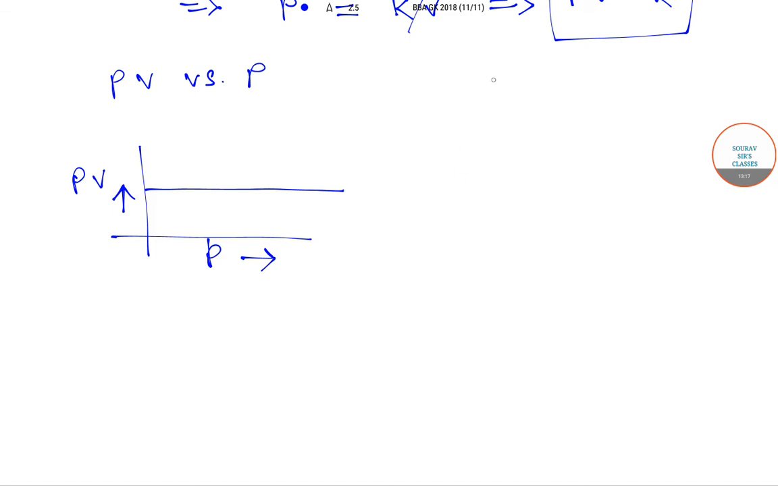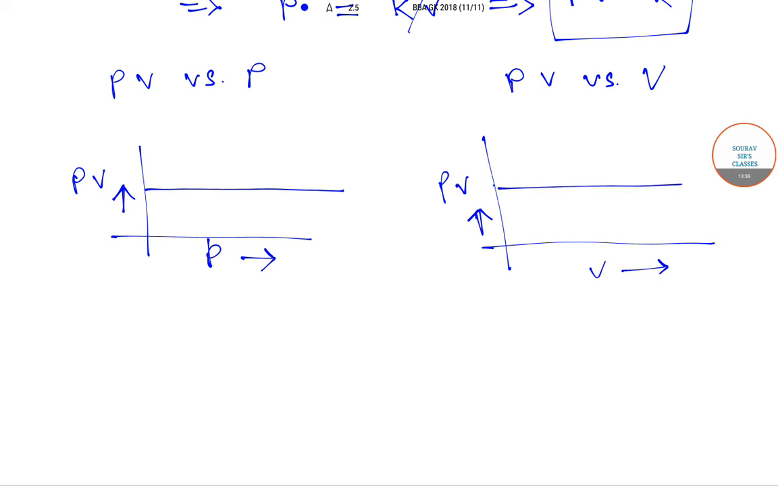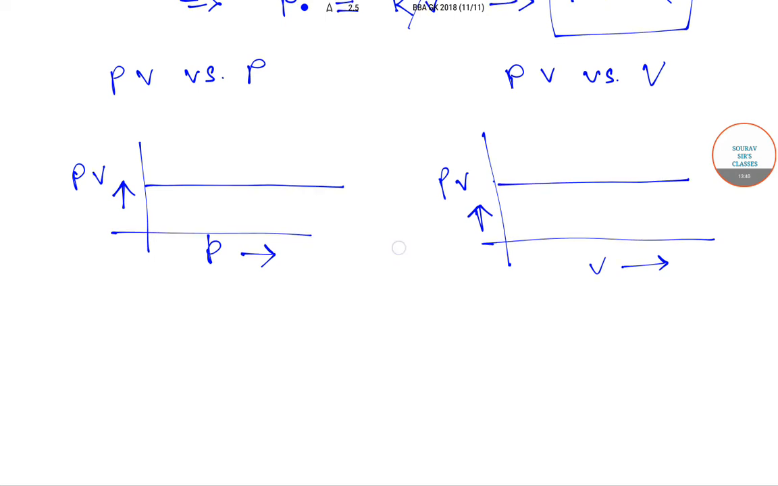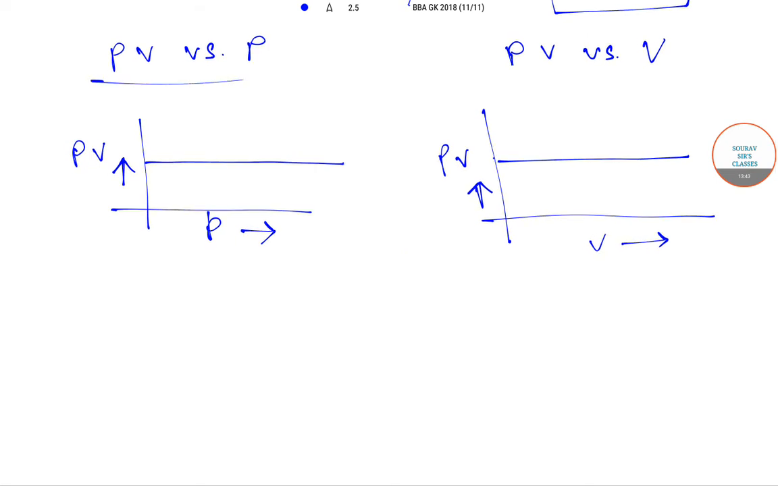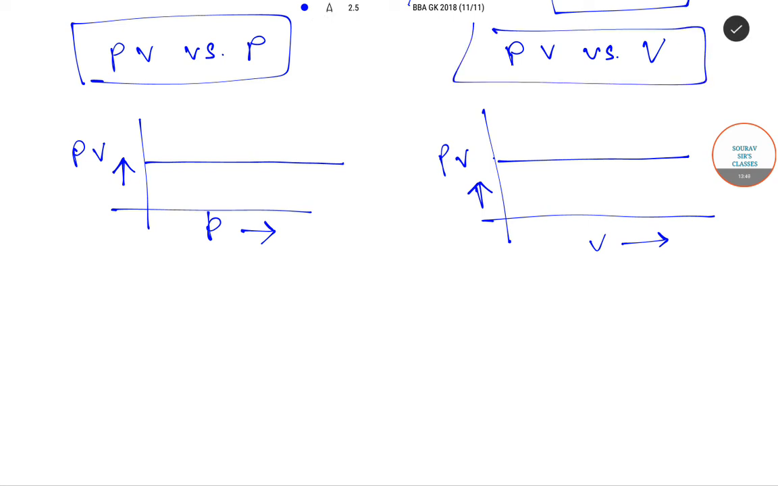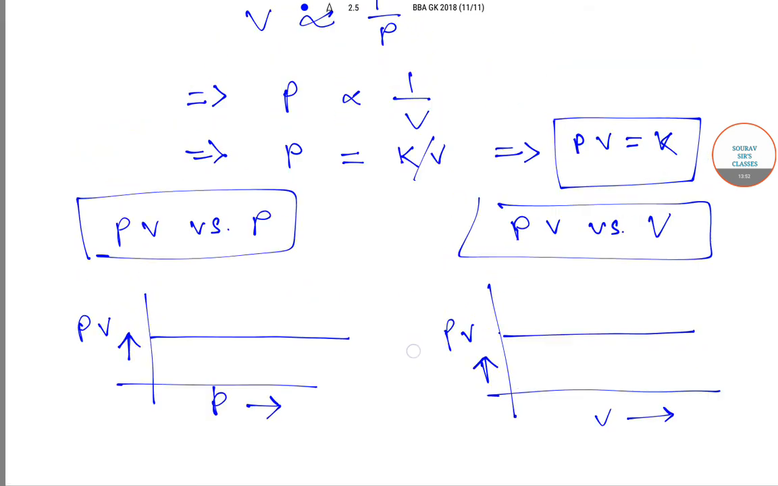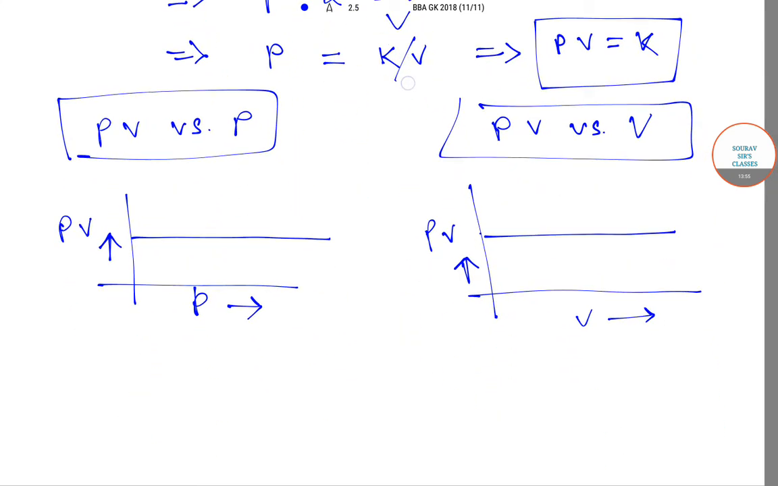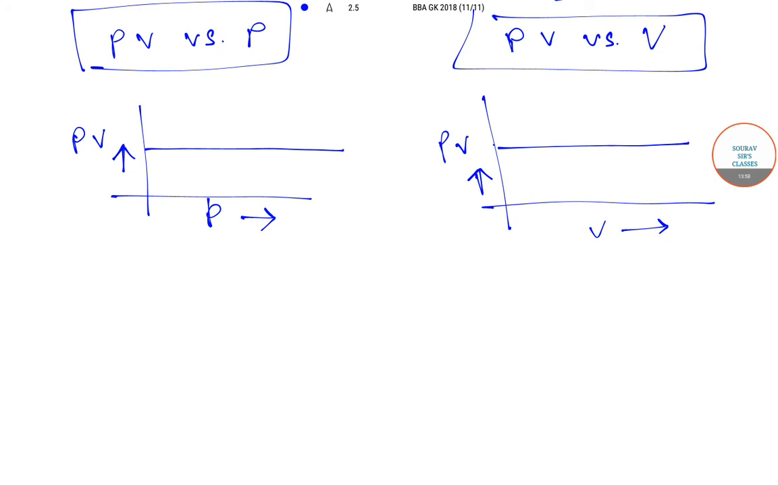And similarly, when we are representing PV versus V, then again I am drawing the graph, and here V will be in the x-axis and PV will be in the y-axis. Then also it will give a straight line parallel to the V-axis and intercept K. So this will be the graphical representation of Boyle's law. So these were 4 graphical representations of Boyle's law. So basically we are done with Boyle's law.